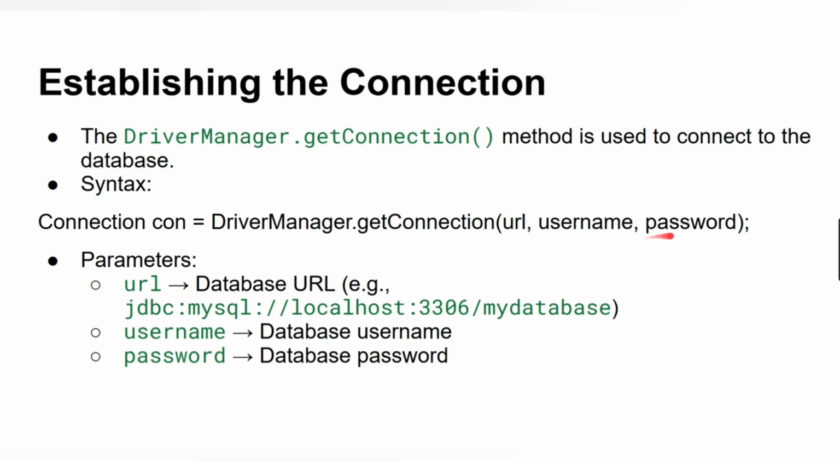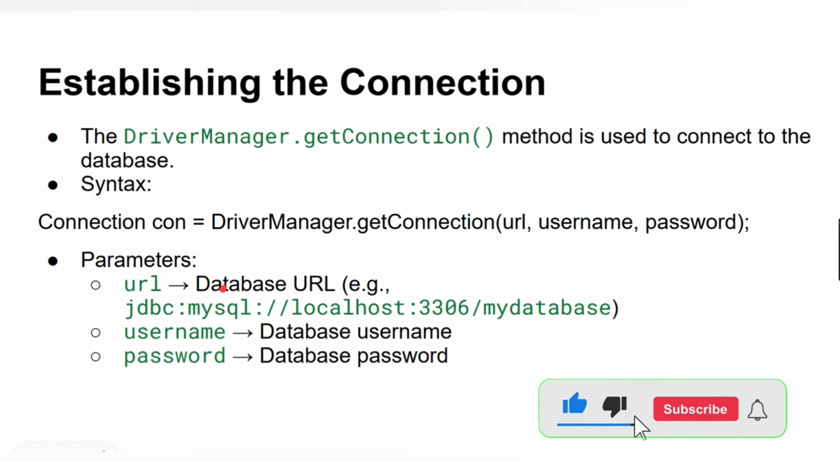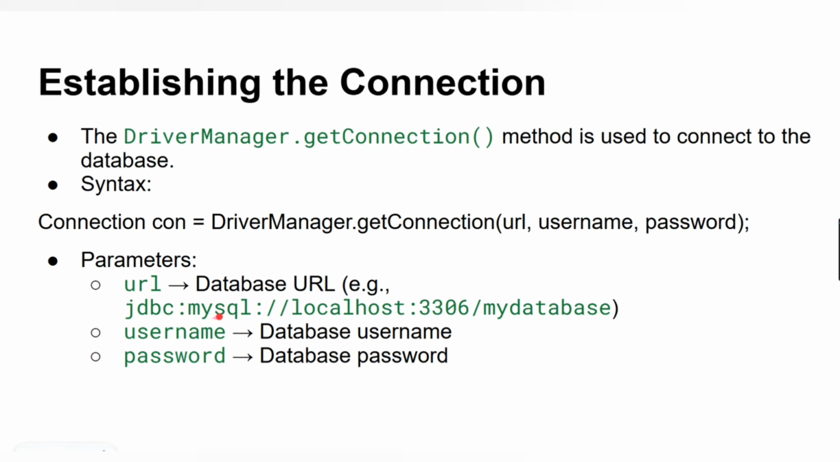And this takes 3 parameters. What are these parameters? First is the URL. So the URL is your database URL. If you are using MySQL, as in this tutorial, this is the URL that you need to use here: jdbc:mysql://localhost:3306/ and your database name. So this is basically my database, whatever name you provide.